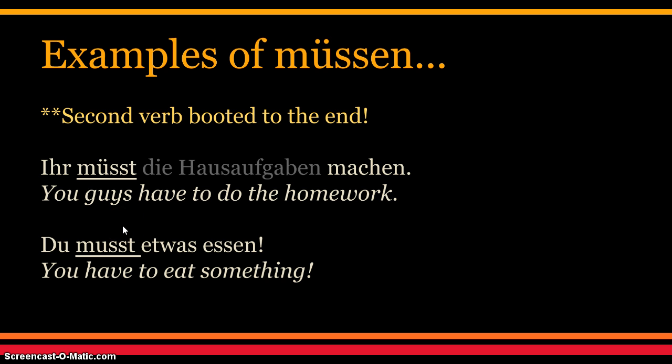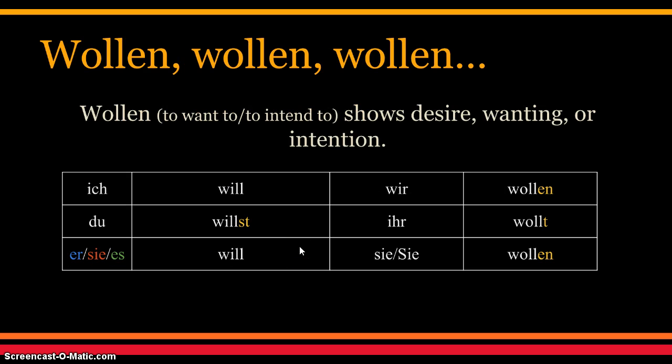Du musst etwas essen. You have to eat something. Musst is the conjugated verb in second position. The second verb, essen, booted to the end of the sentence. So same rules as before.